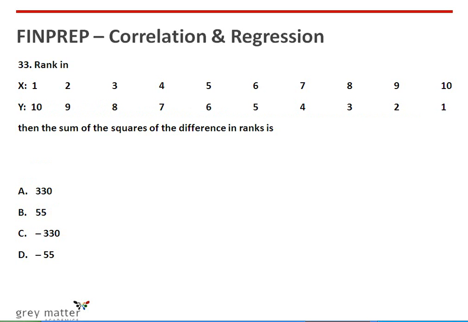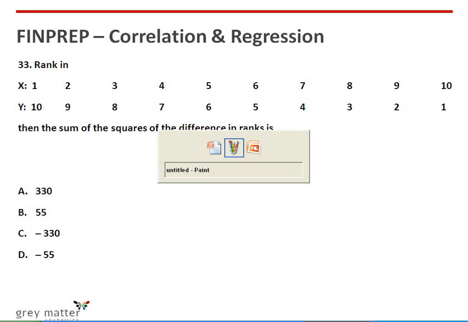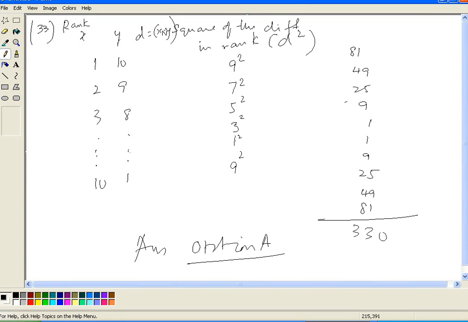33rd question. Ranks in x and y are given. X increases in steps of 1, 2, 3, 4 up to 10, whereas y decreases from 10 up to 1 correspondingly. Now we need to compute the sum of the squares of the differences in ranks. Going back to our work area, when you list it, the difference in rank between x and y would be 9, 7, 5, 3, and then it will start increasing.